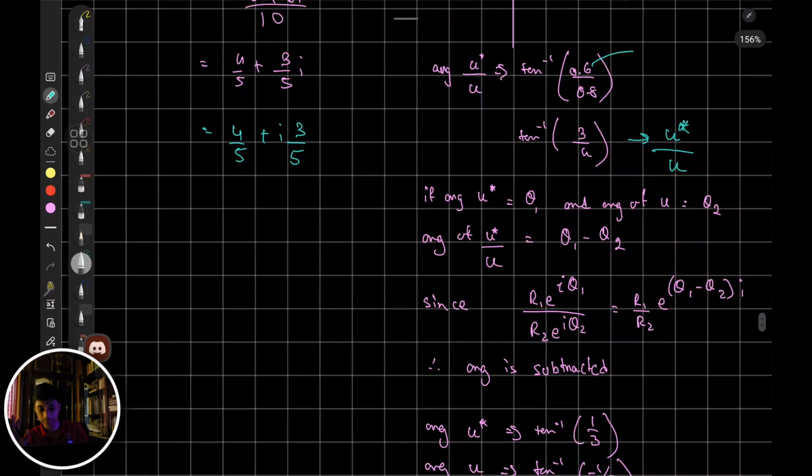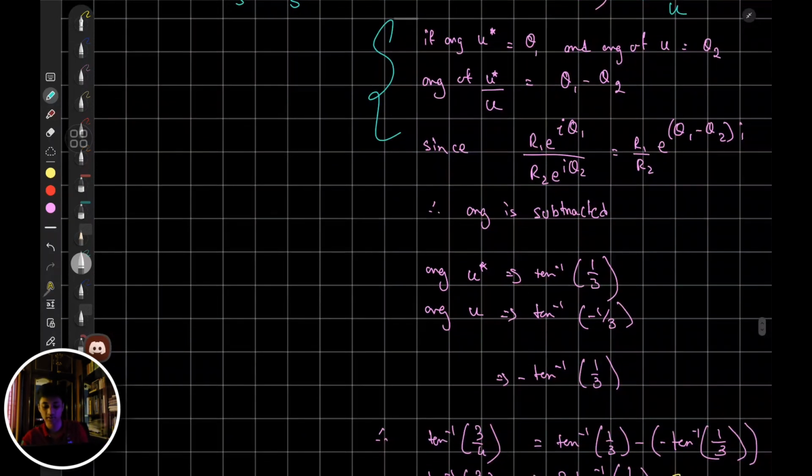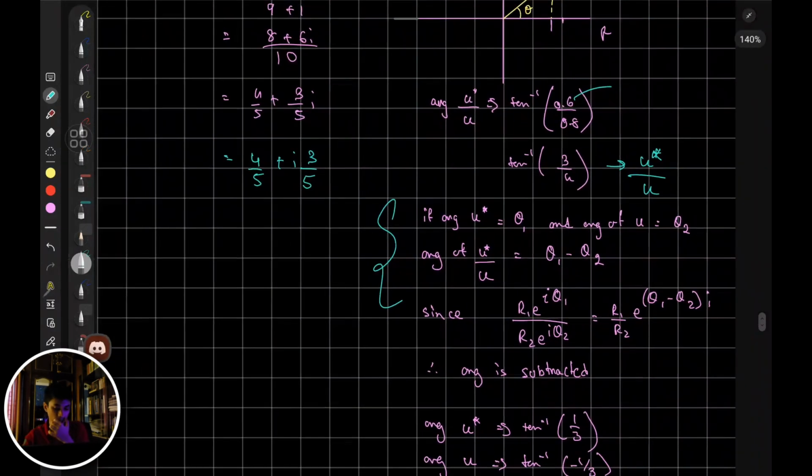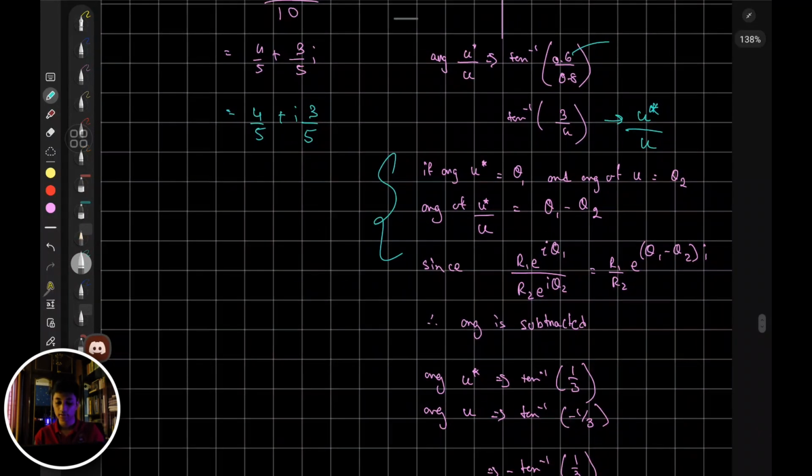If, let's say, this is just for the sake of explanation, you may add this in your answer, you might not. You can directly go to this, but anyways, I'll still explain it. So the point is, for u conjugate, which is, let's say, x plus yi, the theta is theta 1. Let's assume the theta is theta 1. How do you write that in this form?